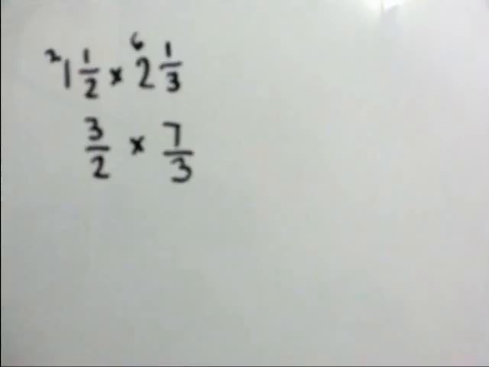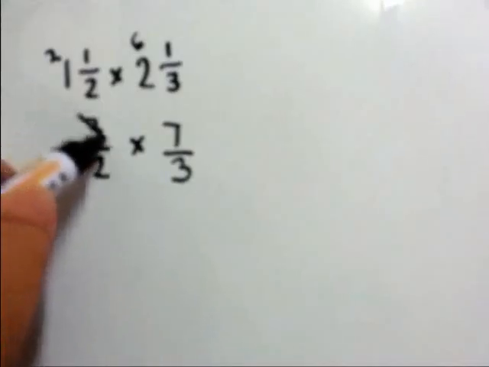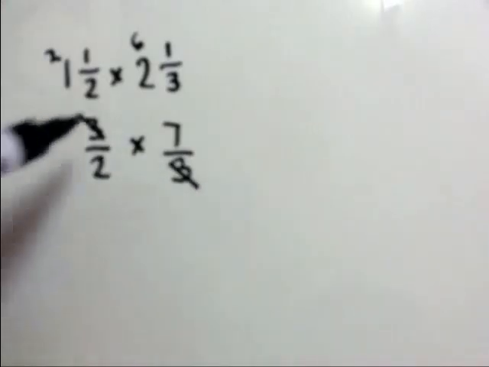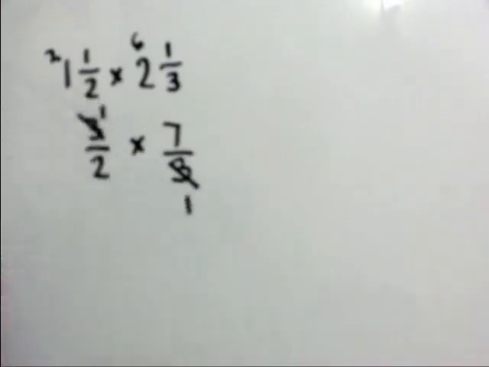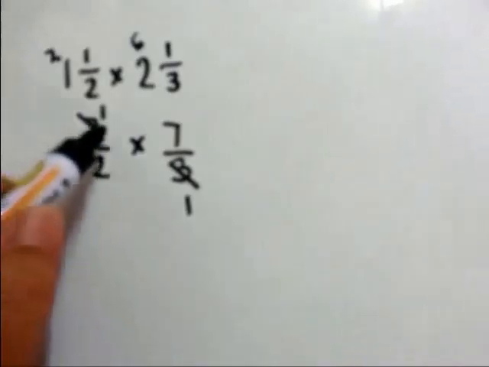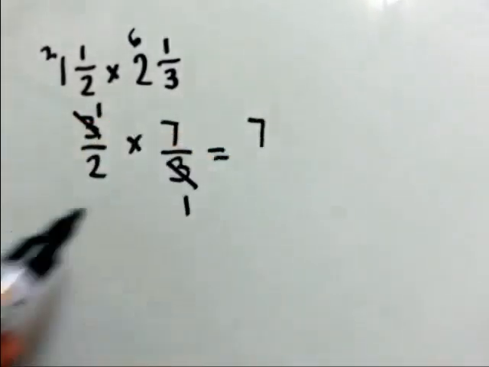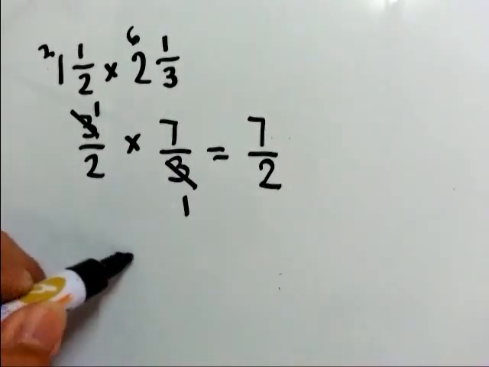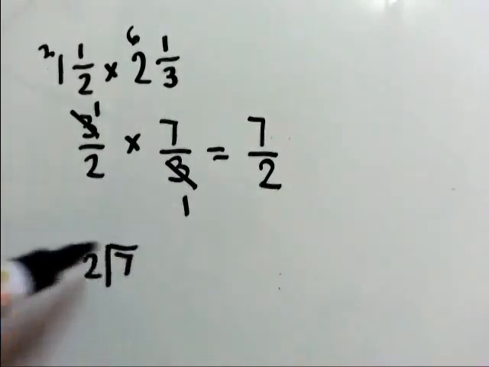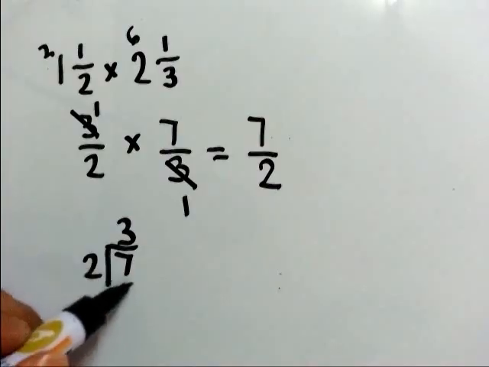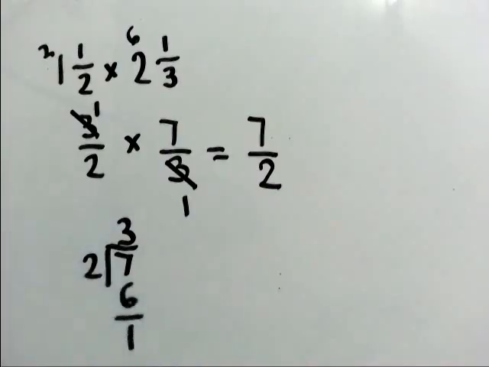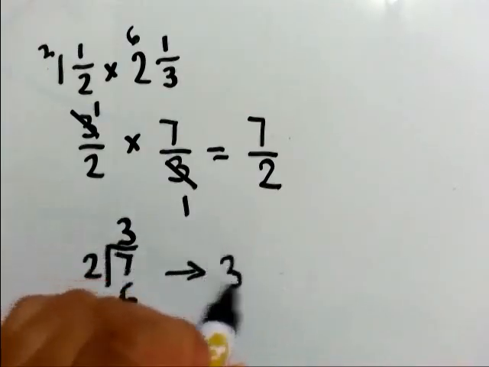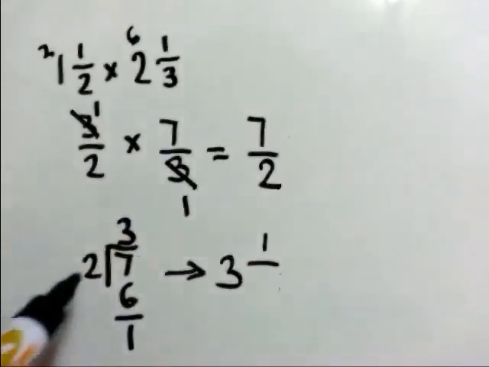We can do cancellation. 3 and 3 are divisible by 3. So 3 divided by 3 equals 1 on both cases. So we have 1 over 2 times 7 over 1. We multiply. 1 times 7 equals 7. 2 times 1 equals 2. And so we have 7 over 2. This is an improper fraction, so we convert to mixed number. We divide. 7 divided by 2 equals 3, remainder 1. So our final answer is 3 and 1/2.